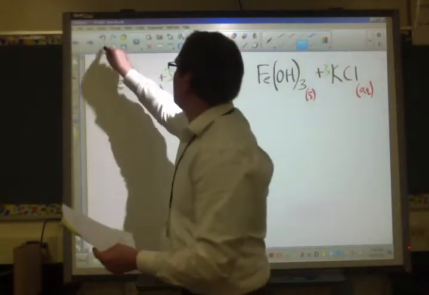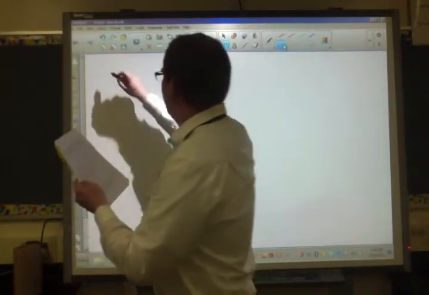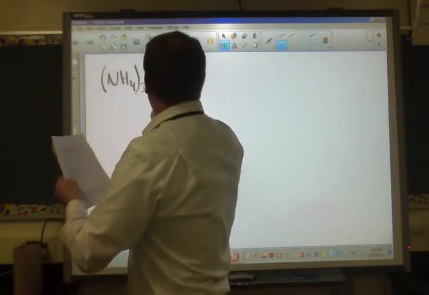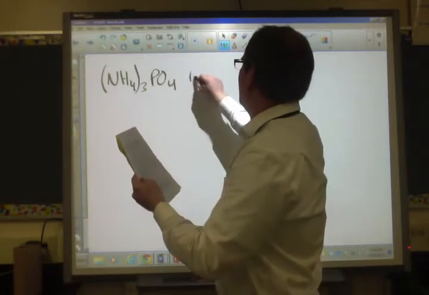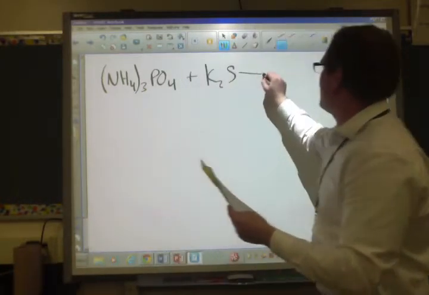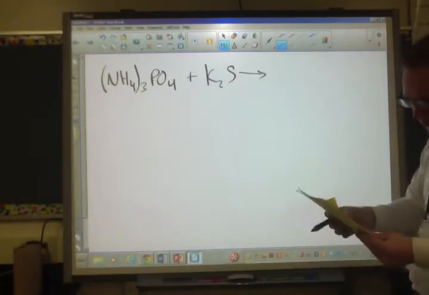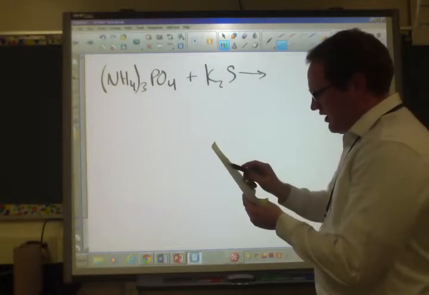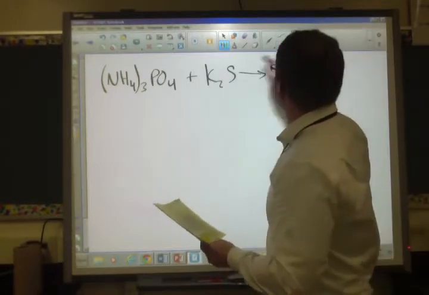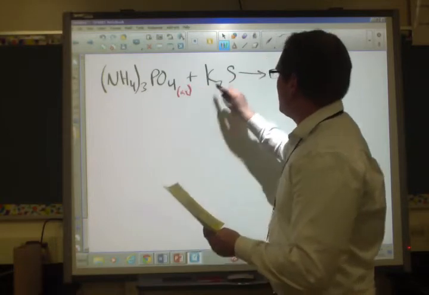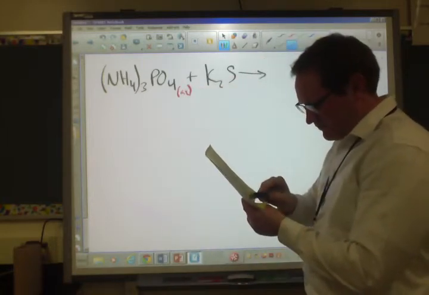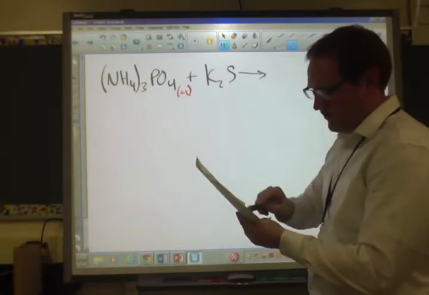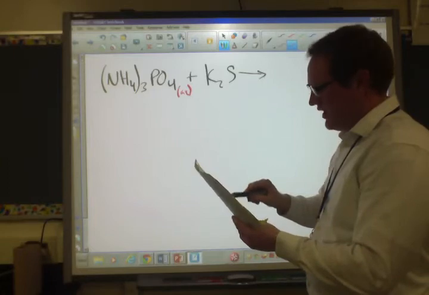All right, number 6. NH4 3PO4, ammonium phosphate, plus K2S, potassium sulfide. Double replacement reaction. So ammonium phosphate is going to be aqueous. Potassium sulfide is aqueous.